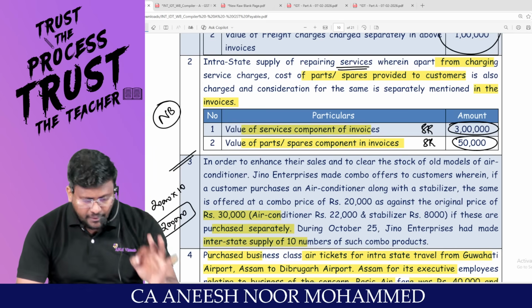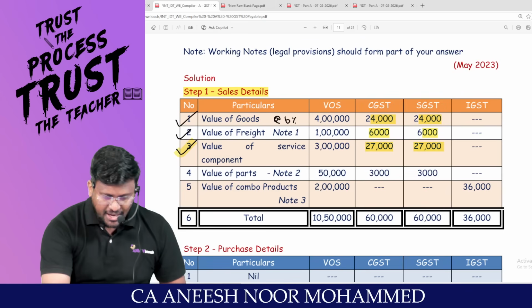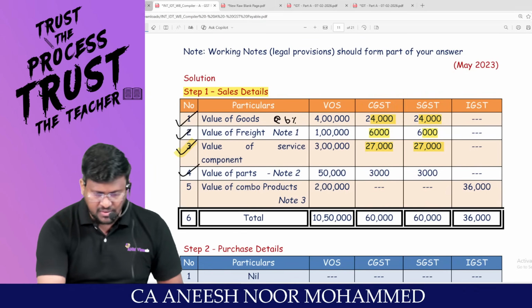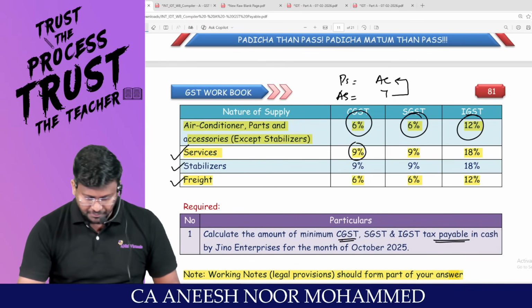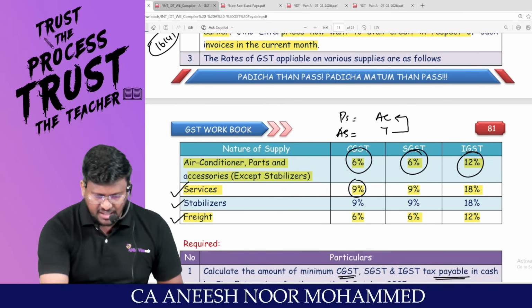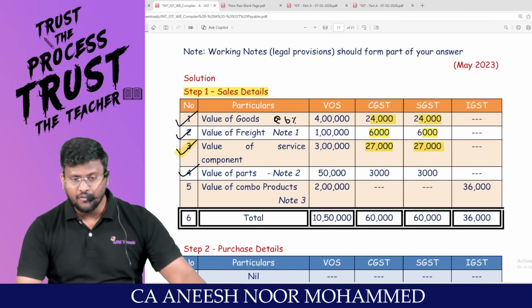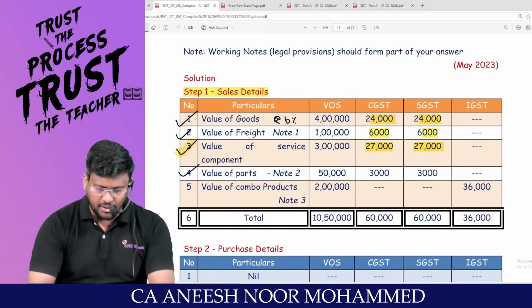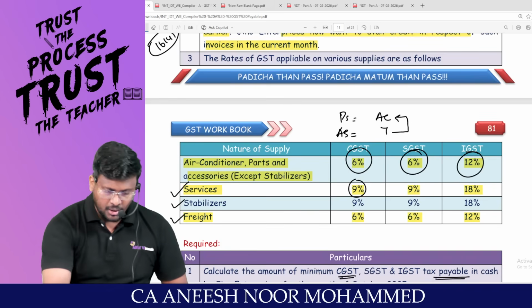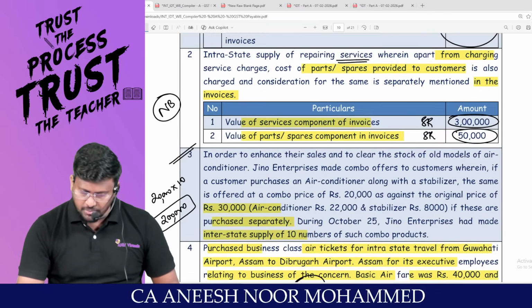This is an individual supply. Then for the spare parts component, 50,000 rupees, my dear lovable students. Sir, what is the rate applicable? 6%. Because, sir, for the parts and accessories, 6%. Calculator, man. 50,000 into 6% comes to 3,000 and 3,000. Are you comfortable? That's it, man. The second bill also comes to an end.